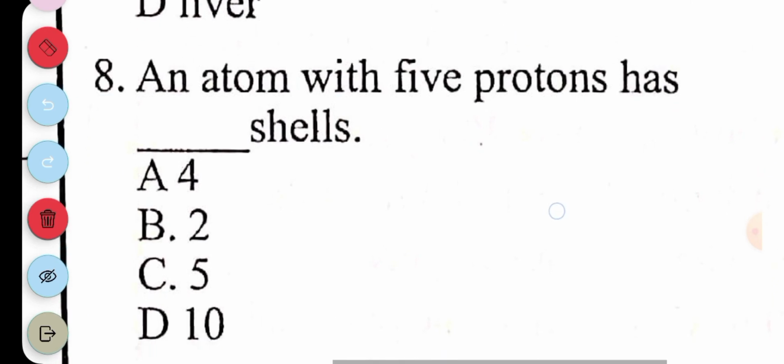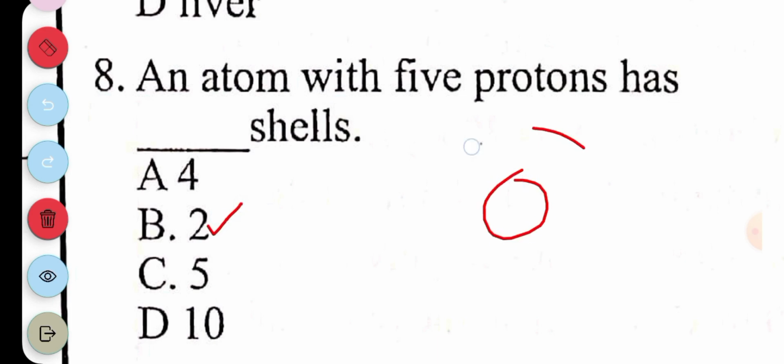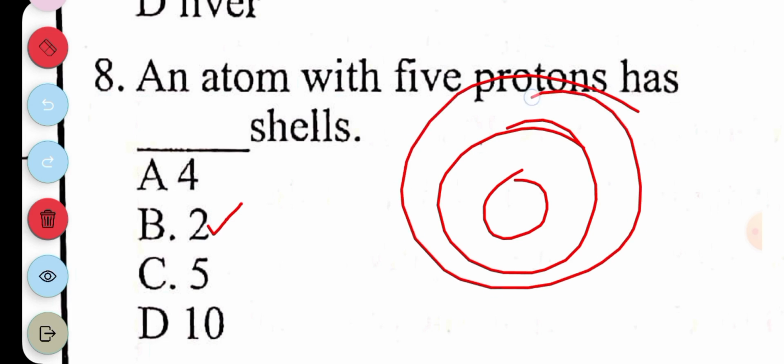Question 8. An atom with 5 protons has dash shells. An atom with 5 protons will have 2 shells. So the answer is B. So when you draw the shells, 2 electrons on the first shell, then 3 electrons on the second shell.